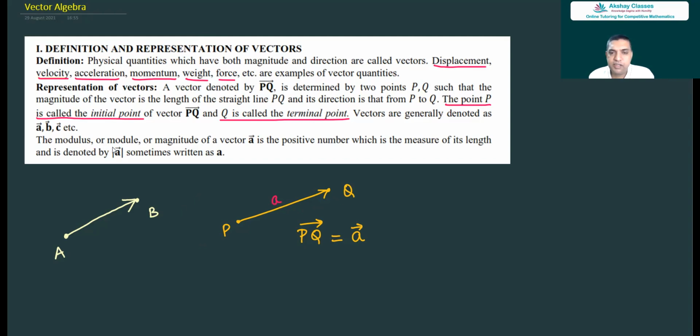So the modulus or magnitude of a vector is a positive number, which is the measure of the length and is denoted by modulus of A. So length A is denoted as modulus of A. And in many textbooks, it is written as bold letter A for modulus.